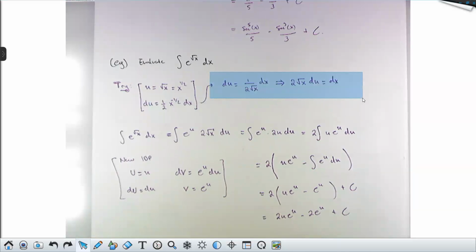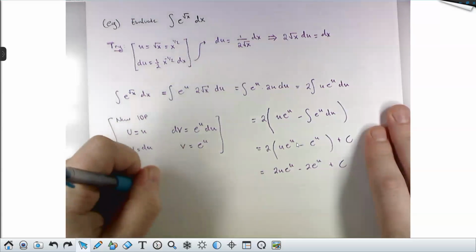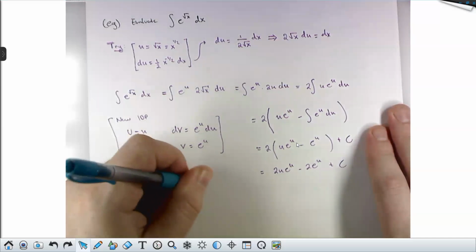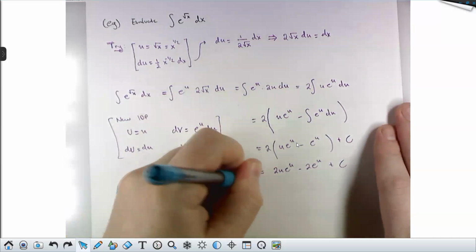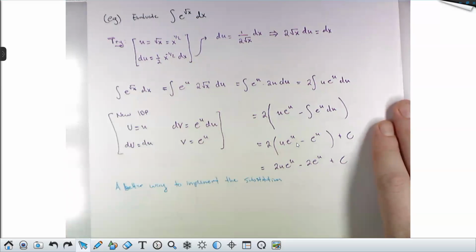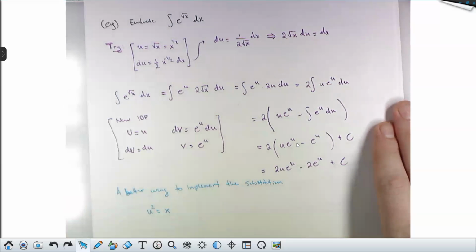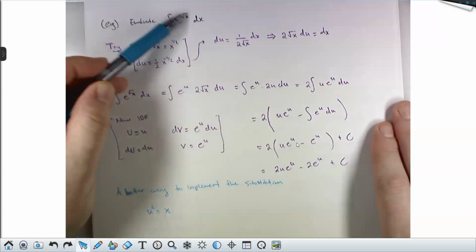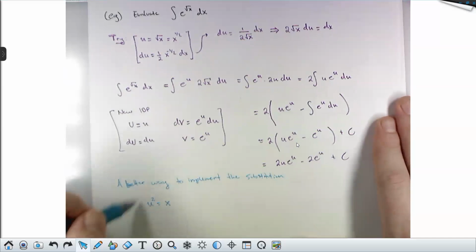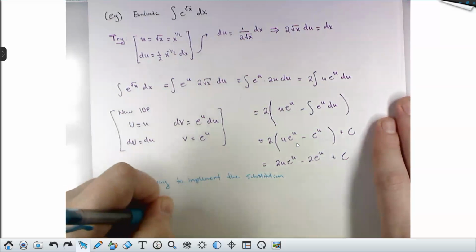There is a way to avoid all of this and go straight to this. Does anybody know what that is? A better way to implement that substitution. Instead of saying u is the square root of x, I could say u squared is x. If x is equal to u squared, then this would just become e to the u. And this lets you calculate the differential in terms of the new variable u. Taking differentials here, you find 2u du is equal to dx.